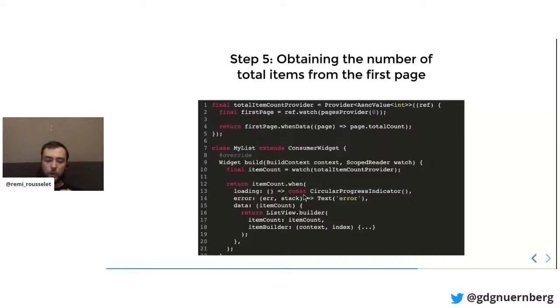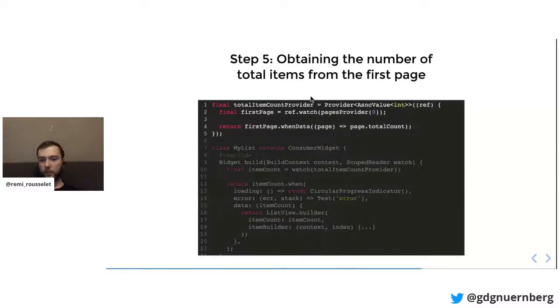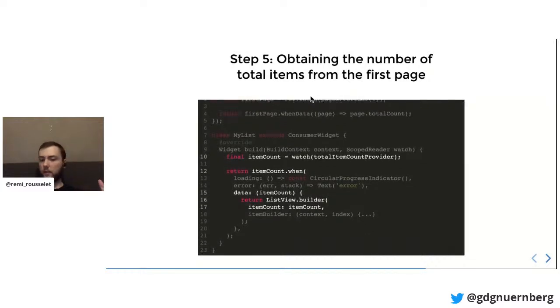Usually when you're dealing with REST APIs, the pagination API response not only gives you the items, it also gives you the total item count. So here, to obtain the total number of items, we create an extra provider which just listens to the first page, and from the first page it retrieves the total count parameter and exposes that directly. Then our UI is able to listen just to the item count, which we are then able to pass to ListView.builder.